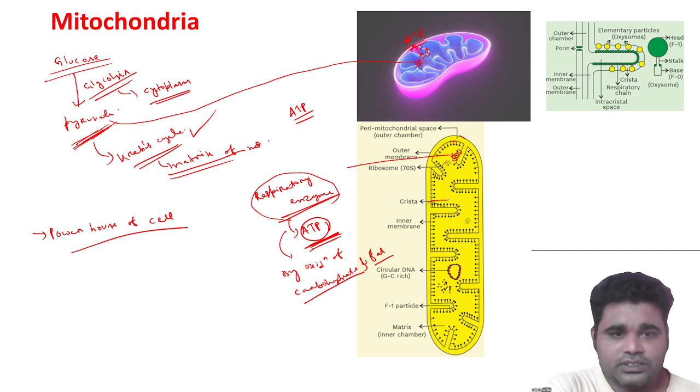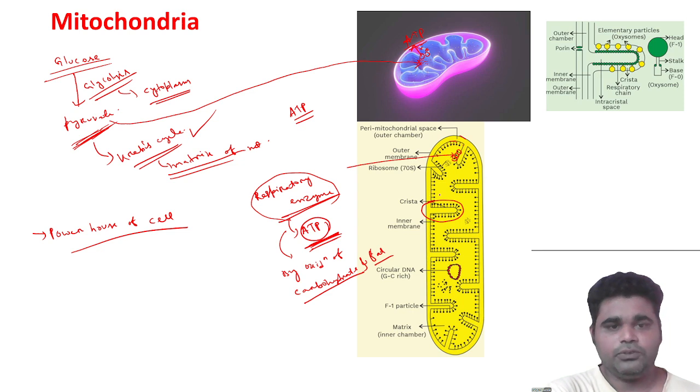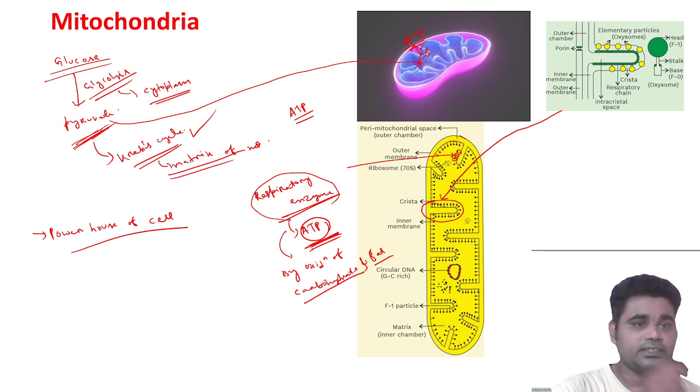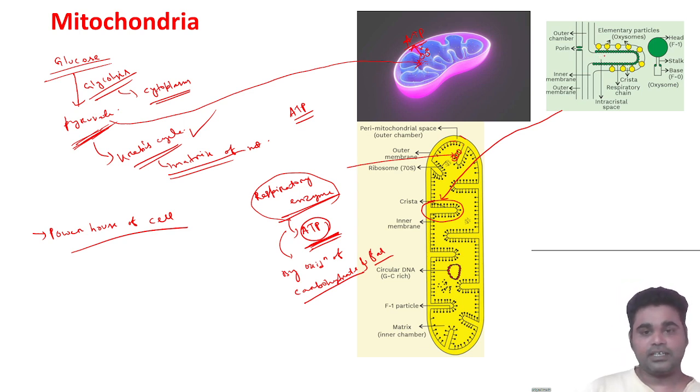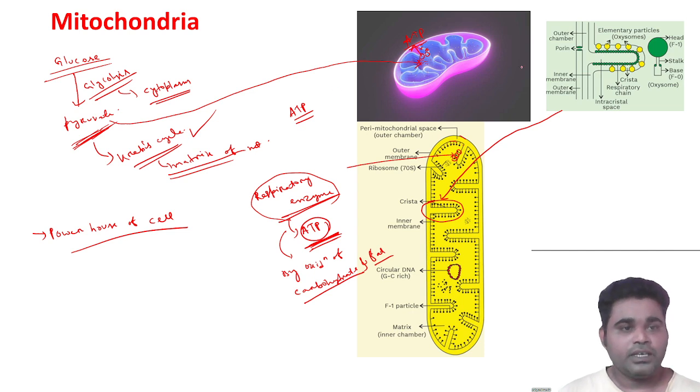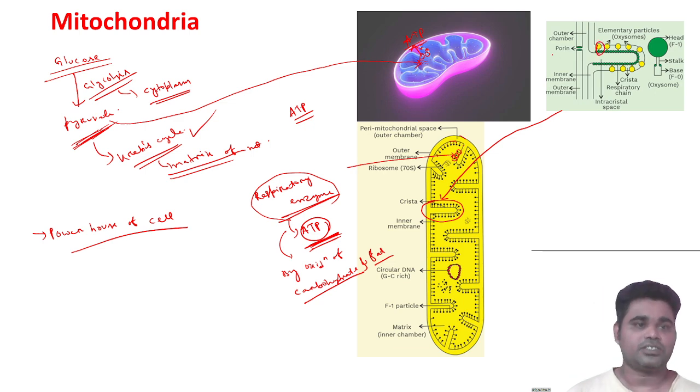Let's suppose this structure, if I zoom into it, then it looks like this. This is the crista, and on the crista these green structures are present, and they are called the respiratory enzymes, which help in ATP formation. Along with this green structure, a yellow structure is present, and it is a very important structure. If I zoom into this, it looks like this, and this is called the oxysome.